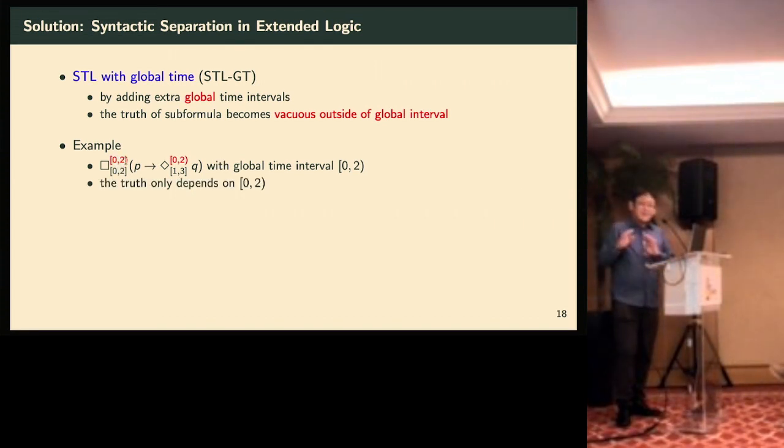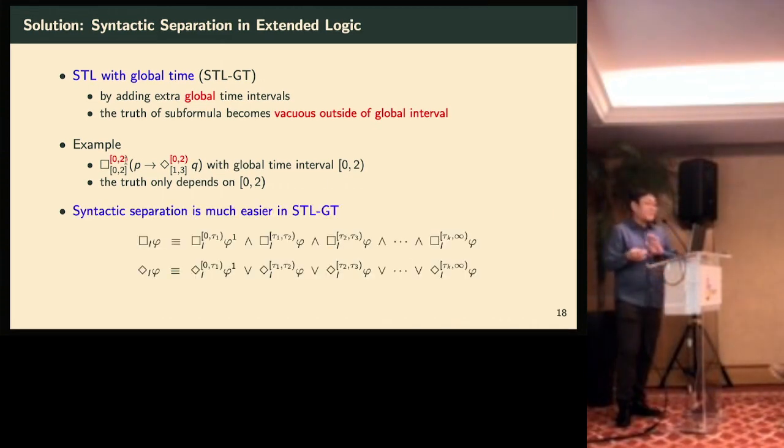So therefore, it's trivially true that the truth only depends on the interval. And then the syntax separation can be much easier, because we only need to put a separate interval at the global level, and then we can just leave the local interval the same. All right, so it looks very simple, but actually this work now involves several other definitions of semantics and so on, so it's slightly complex. I skip the details, but I just mention that we are able to define the semantics of that and then some separation rules.